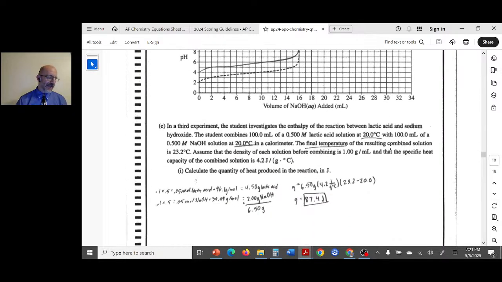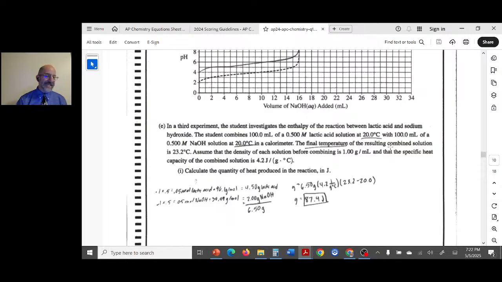All right, did they get the right calculation for Q equals mC delta T? In part E-I, the point was not earned because the response uses 6.50 grams of sodium hydroxide instead of 200 grams of solution. So again, I'm just trying to show you some examples of common student mistakes. Then you can think about, as you're about to prepare for this exam day in the morning, watch out for situations like that. It's going to be not grams of the solute, but grams of the entire solution in this calorimetry experiment.